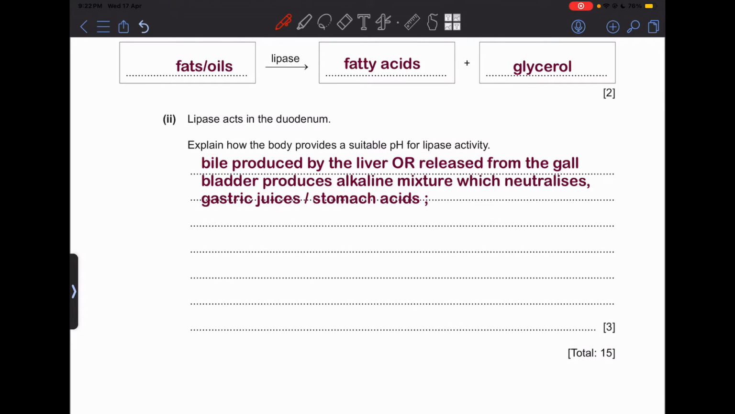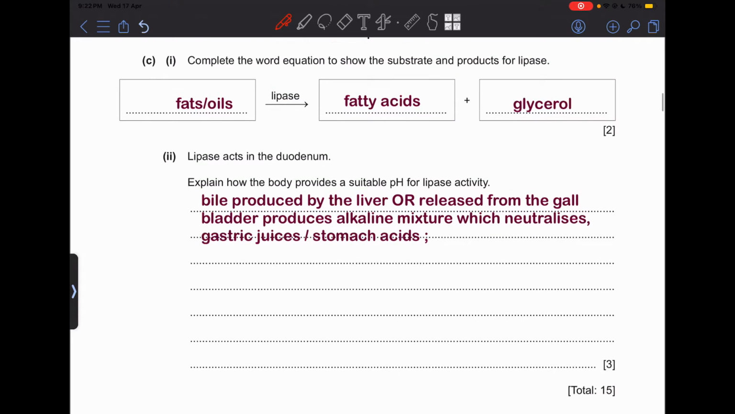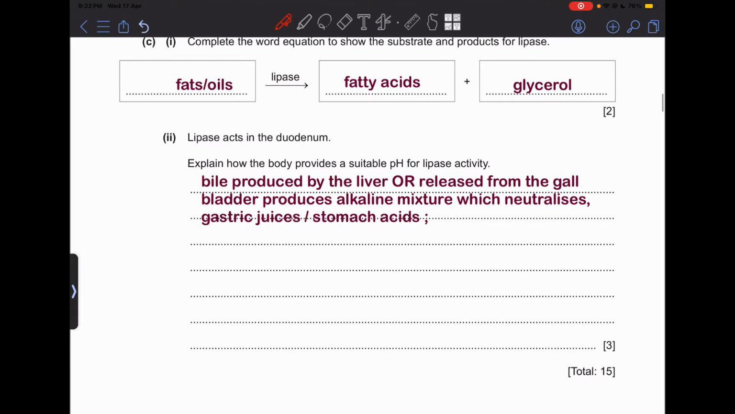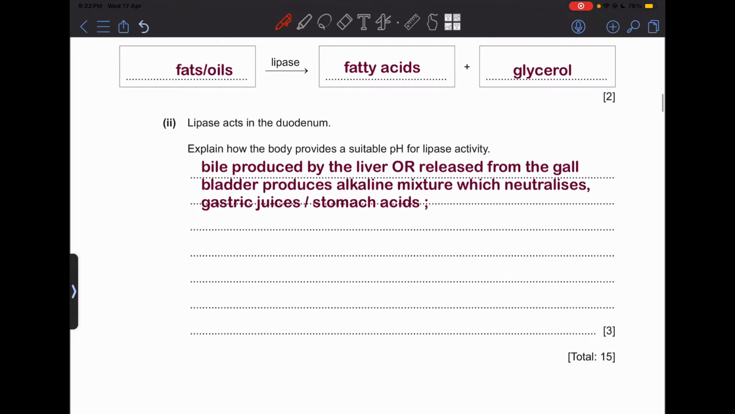So you're going to say that there's bile produced by the liver, or they are released from the gallbladder. So you can either say from the liver or gallbladder, you're still going to get the mark. Produces alkaline mixture which neutralizes gastric juices and stomach acids. So bile is alkaline, and we know that if you mix alkaline with acidic solution, then you're going to get neutral solution, which is around pH 7.